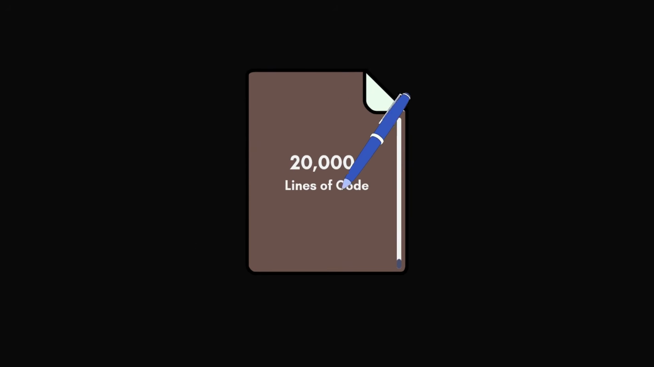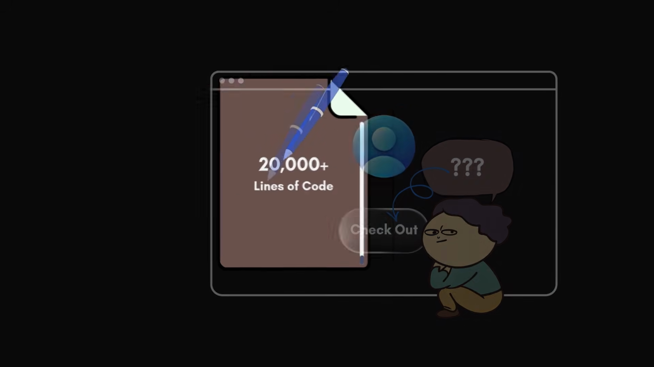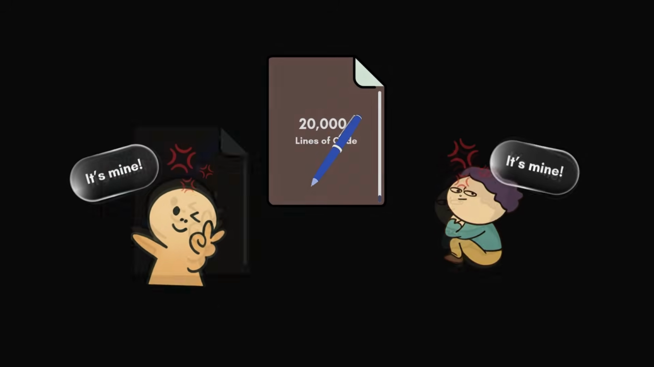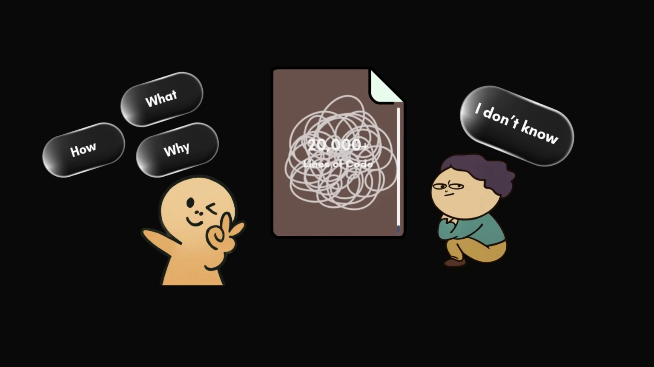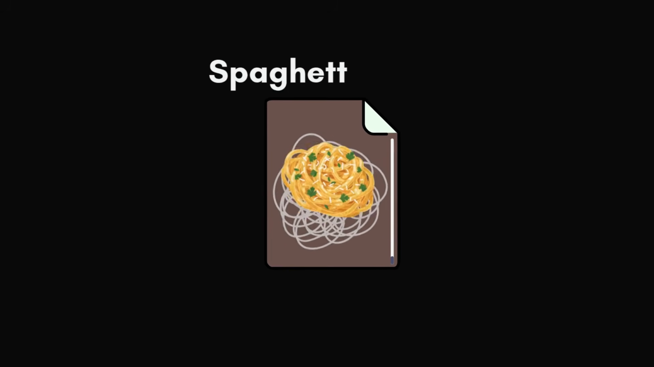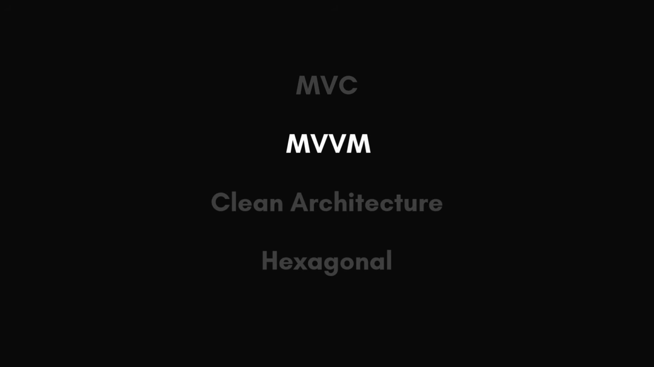One developer changes the checkout logic and accidentally breaks the login page. Another developer edits the same file and Git conflicts explode everywhere. Nobody fully understands the system anymore because every responsibility is tangled together. This is what people call spaghetti code. And this is why we introduced architectural patterns like MVC, MVVM, clean architecture, or hexagonal architecture.